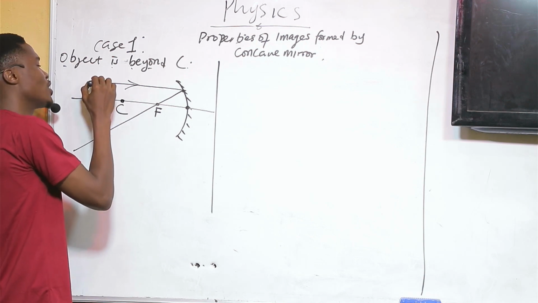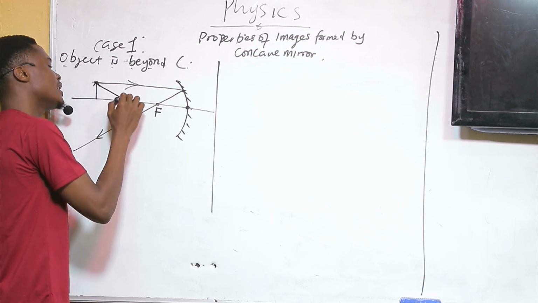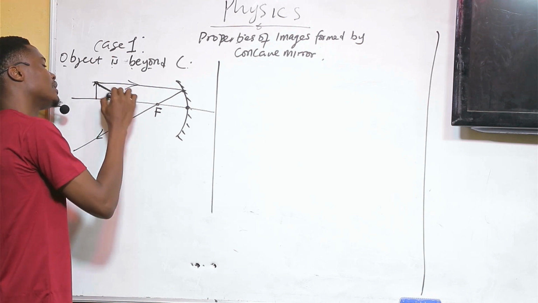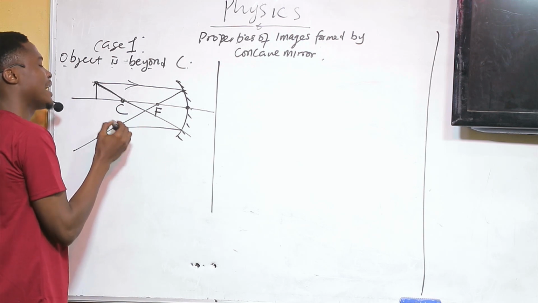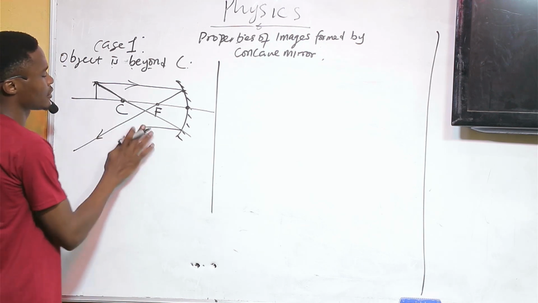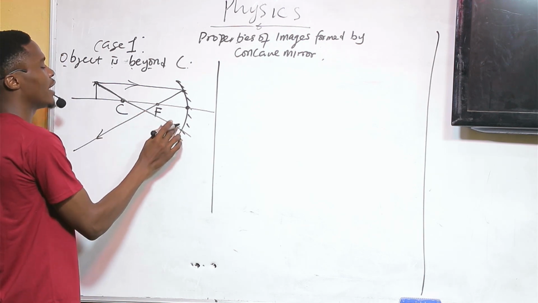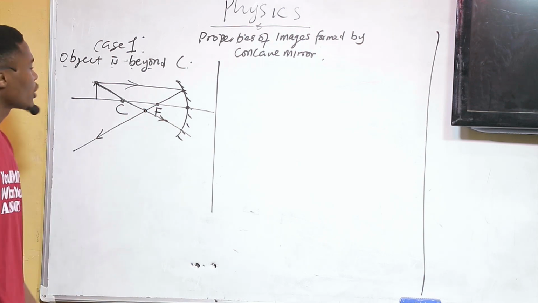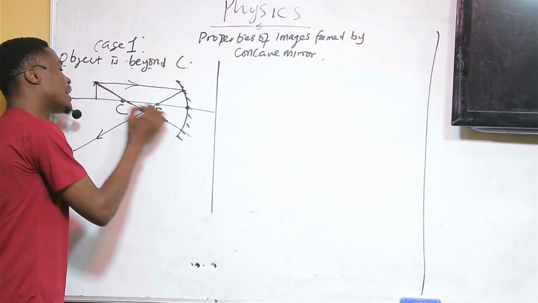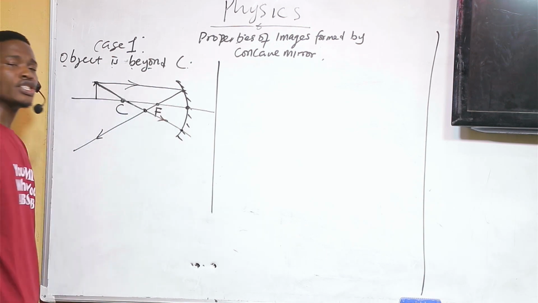The second one will pass through C, and then gets reflected back. But we can just use here to make it simple. Let's just keep it at this point. So I will draw the second line to touch the mirror.